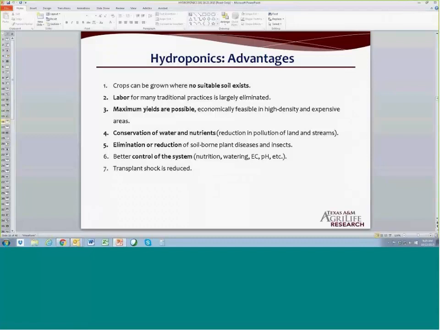Transplant shock in many cases is reduced, particularly if you are going to transplant in the summer. In the field, as you know, transplants suffer because of the imbalance between transpiration from the leaves and water uptake from the roots. In the case of the hydroponic system, because you have some way of controlling the temperature, you can transplant in the summer, and since you have a constant flow of water, those seedlings tend to have much less transplant shock as compared to growing those plants in open field. Next.